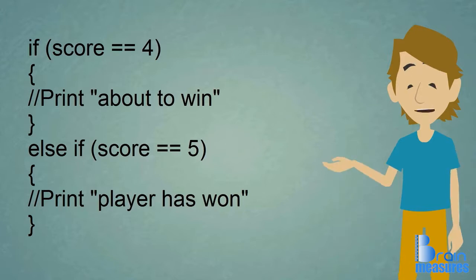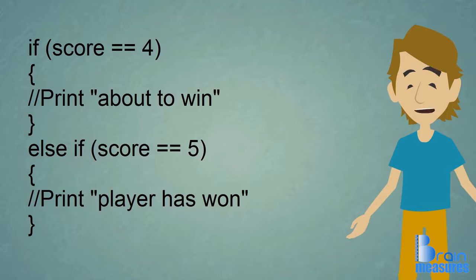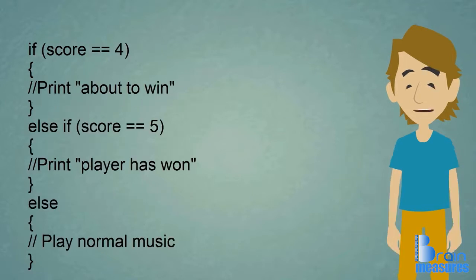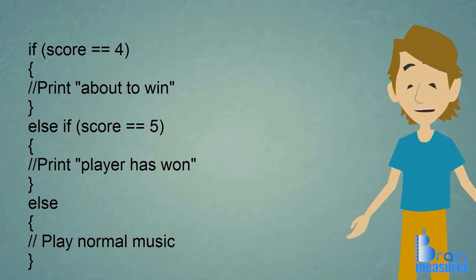Remember, the compiler reads the code line by line starting at the top. So what ends up happening is the if statement is checked first, and if that's not met, the code skips down to the else if statement. We can also add an else at the end. That means if the variable score is equal to anything but 4 or 5, then the normal music will play.